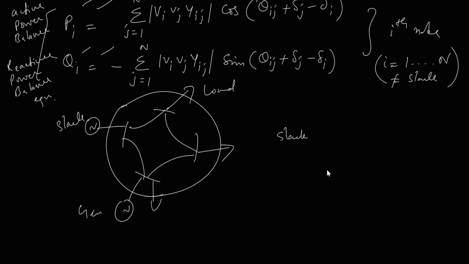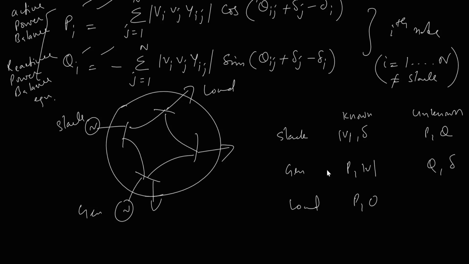At the slack bus we have V magnitude and delta as known quantities, and the unknown quantities we need to find out are P and Q. At the generator bus, we have P and V magnitude known, so Q and delta are to be found. And at load buses, P and Q are specified and V magnitude and delta are to be found, right?